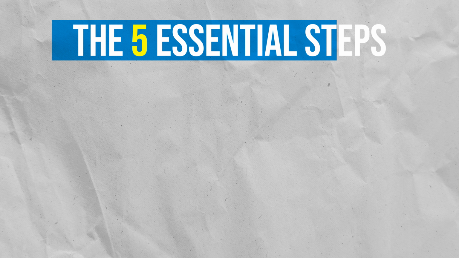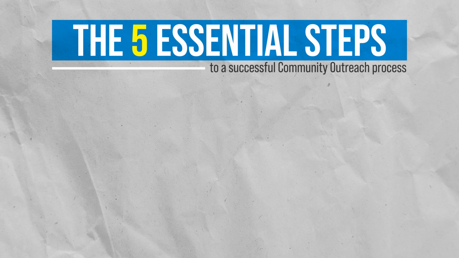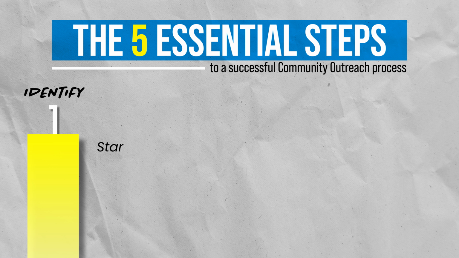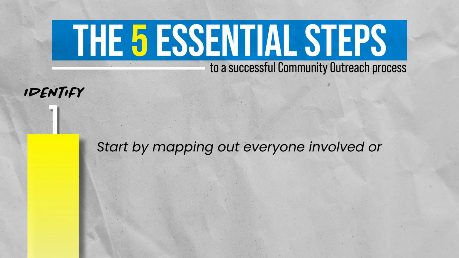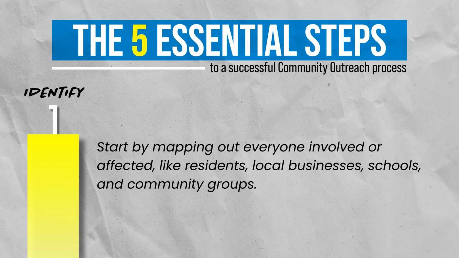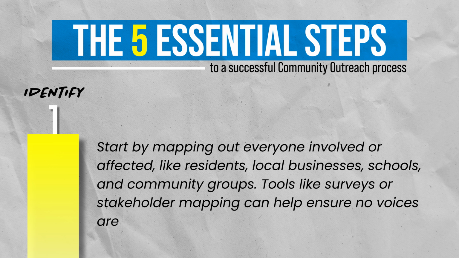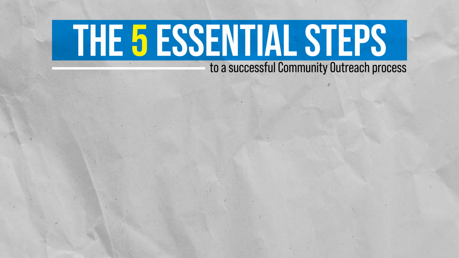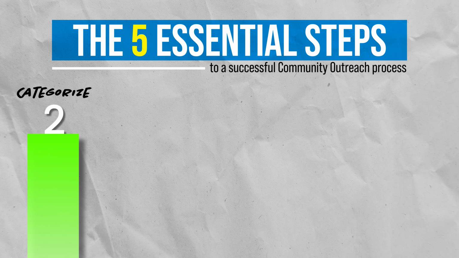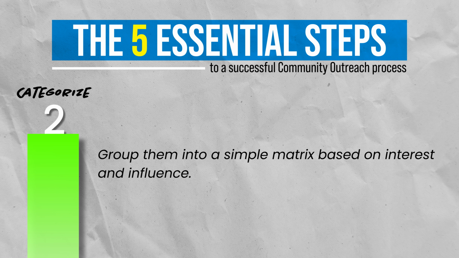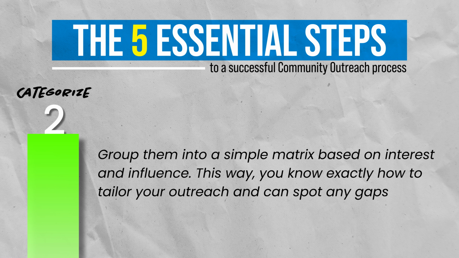Now, let's go over the 5 essential steps to a successful community outreach process. Identify stakeholders. Start by mapping out everyone involved or affected, like residents, local businesses, schools, and community groups. Tools like surveys or stakeholder mapping can help ensure no voices are missed. Categorize stakeholders. Group them into a simple matrix based on interest and influence. This way, you know exactly how to tailor your outreach and can spot any gaps in representation.